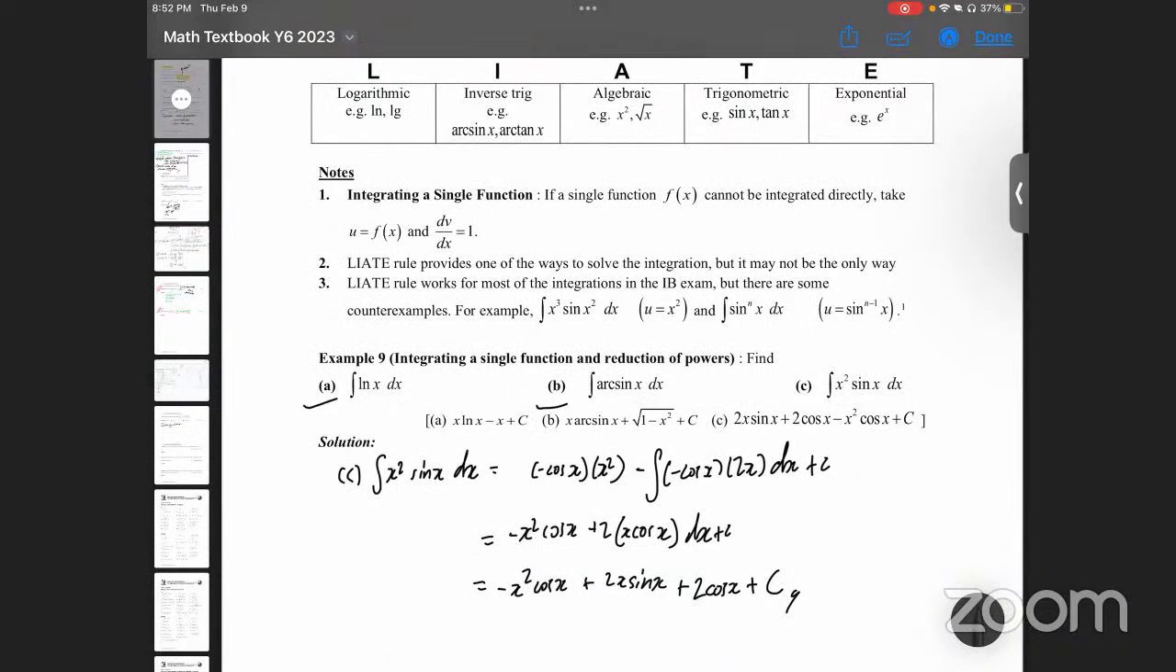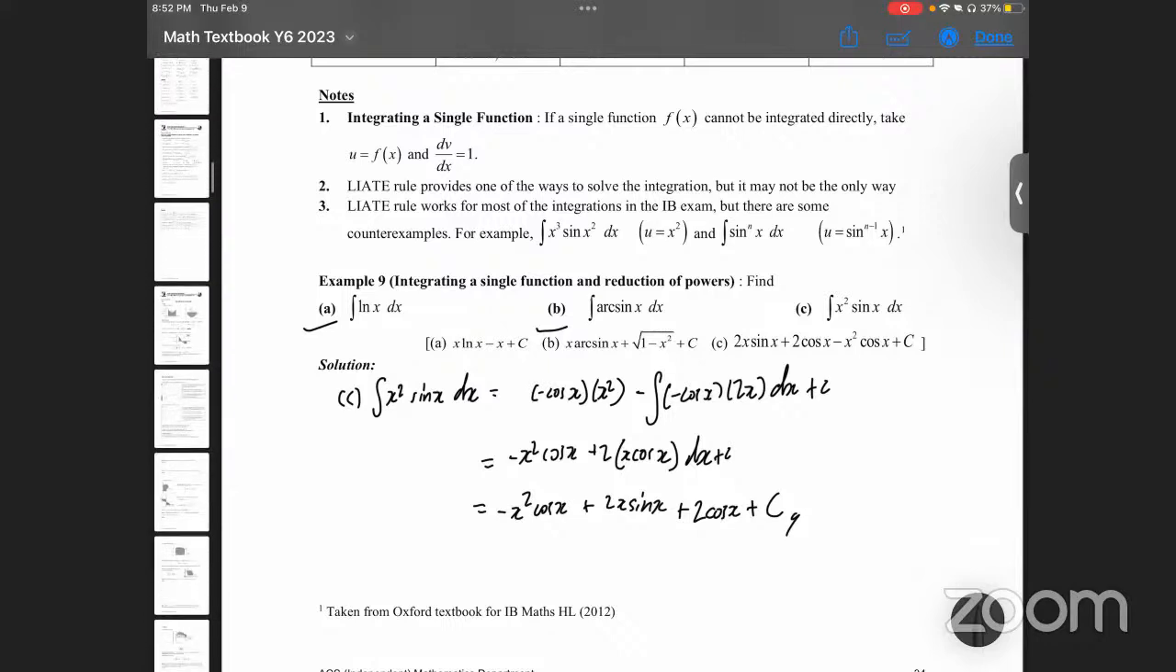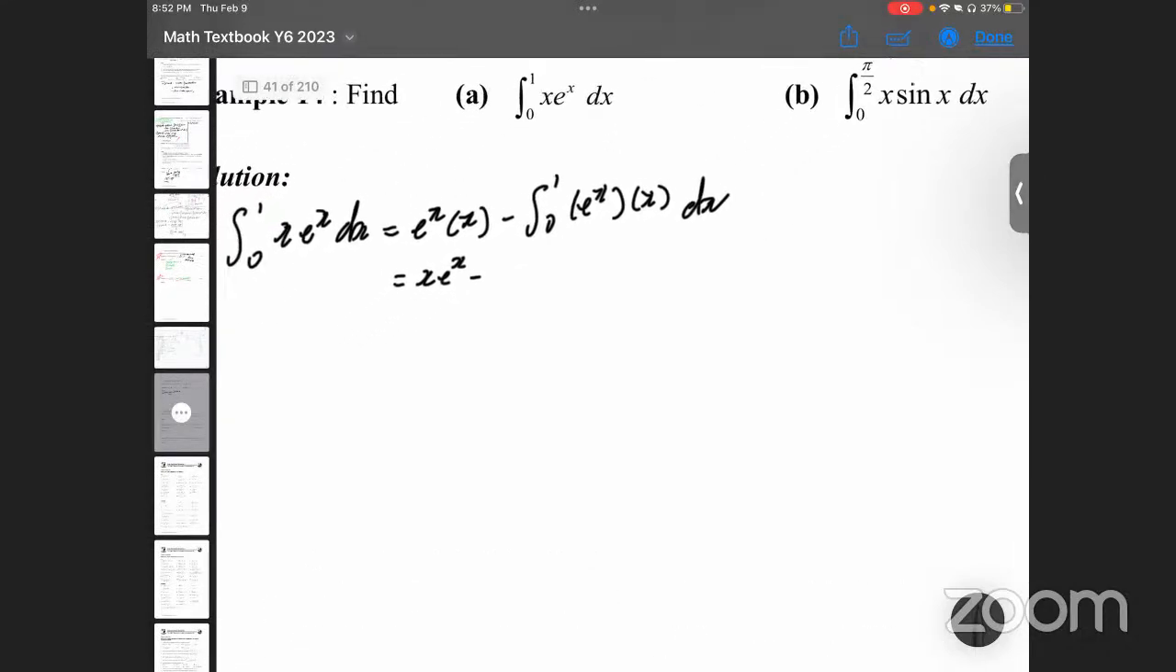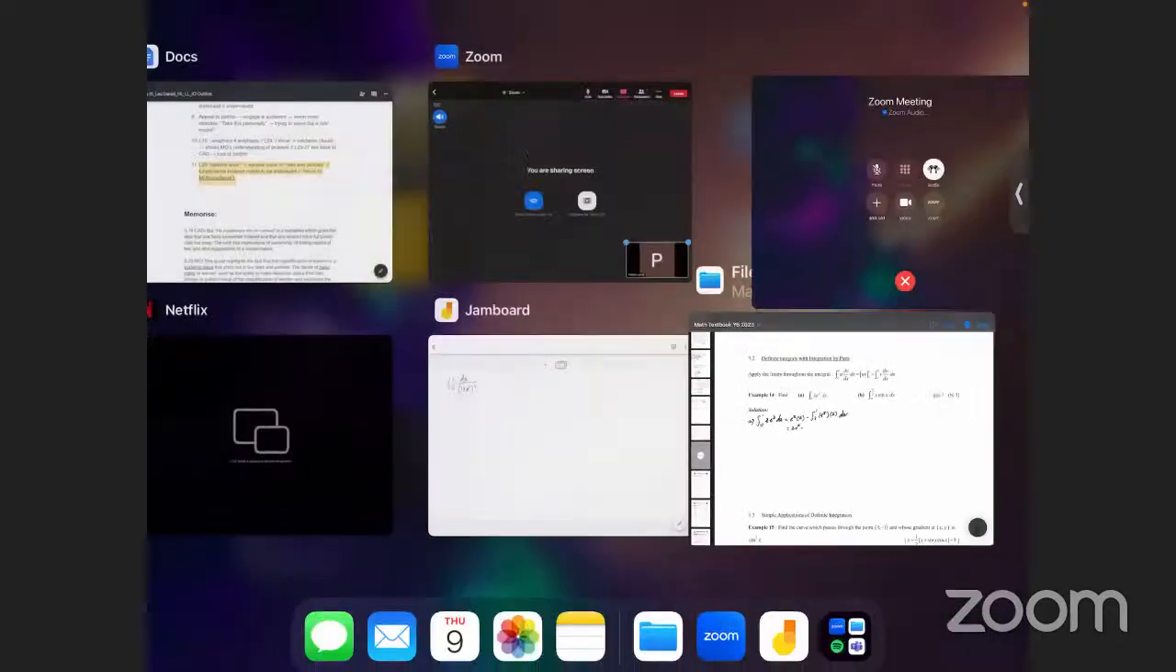Yeah, Daniel, why do you look a bit lost? I'm kind of unsure what to do now. Jamboard, thank you. Let me copy paste to the Jamboard. The differentiation of X is? 1. Okay. The differentiation of X is 1. Okay, so.